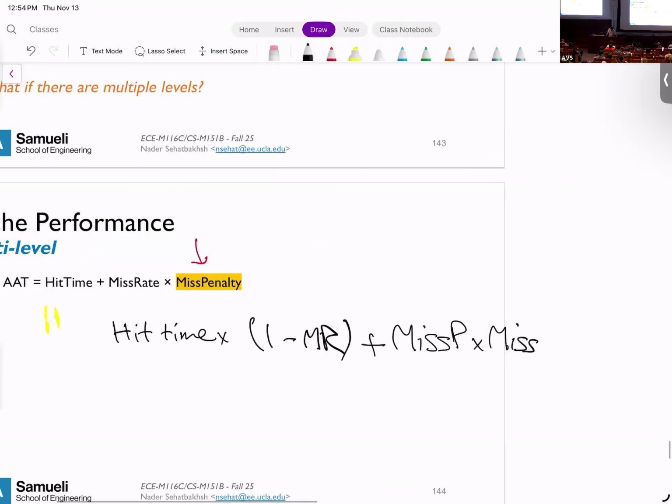But the miss time itself would be essentially hit time plus miss penalty, right? So for a miss, you have to search first, and that is the hit time, okay? So regardless of whether this data is in the cache or not, you always pay the hit time.